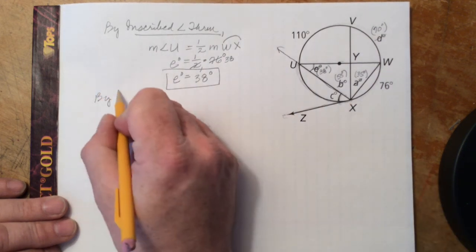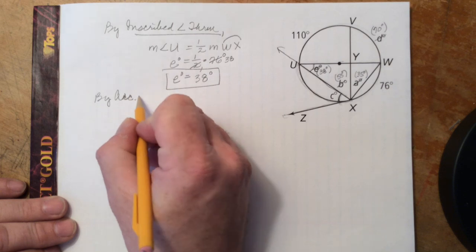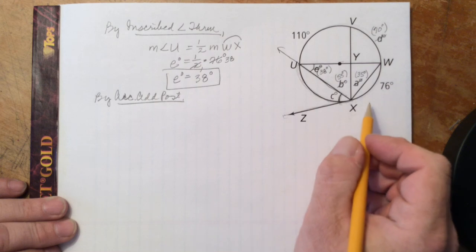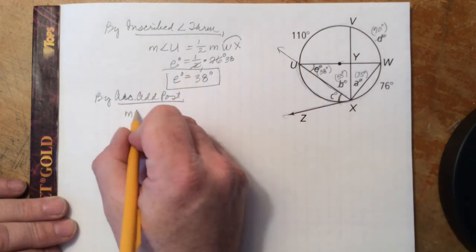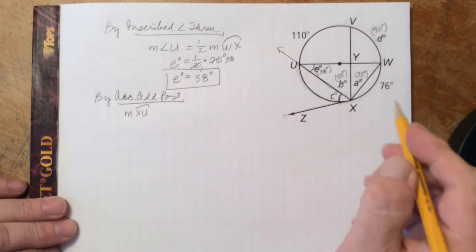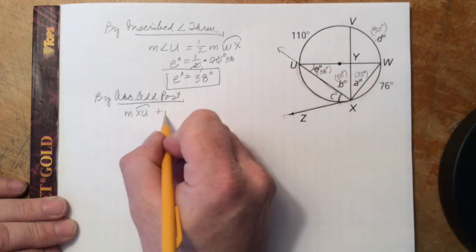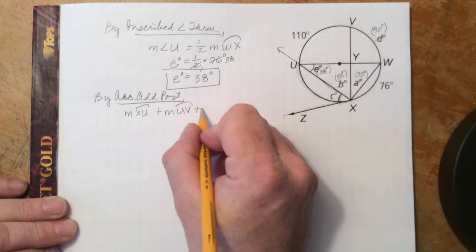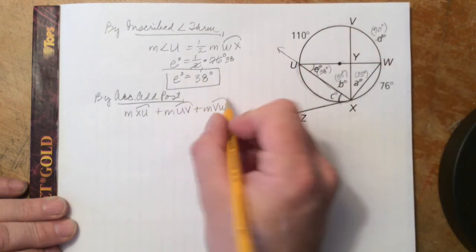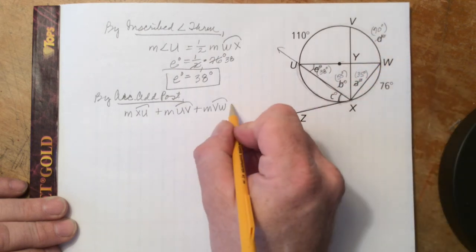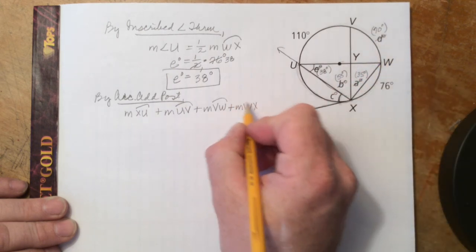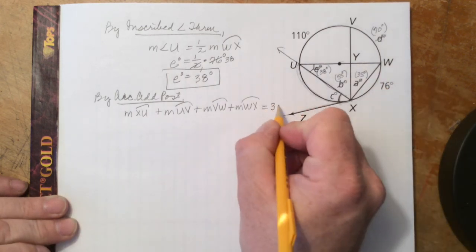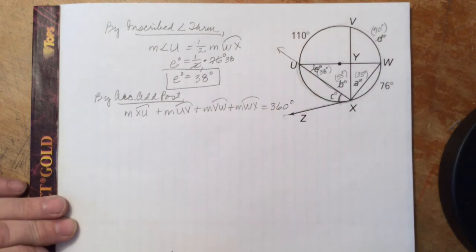So by arc addition postulate, we can say the measure of arc XU right here plus the measure of arc UV right here plus the measure of arc VW right here plus the measure of arc WX right here all the way around gives us the number of degrees in a circle, 360.